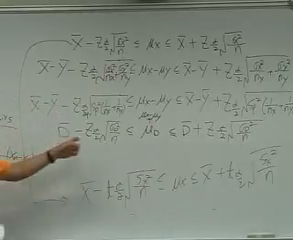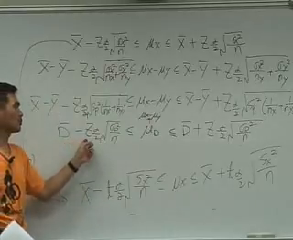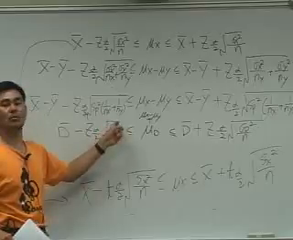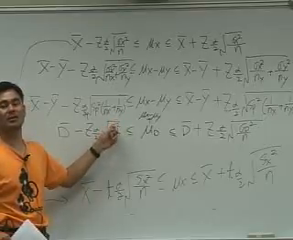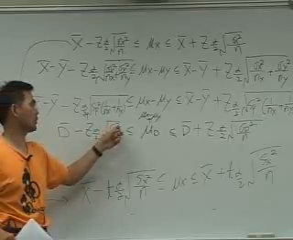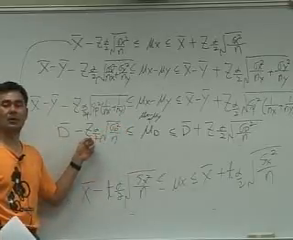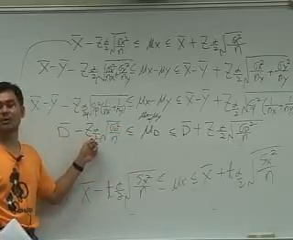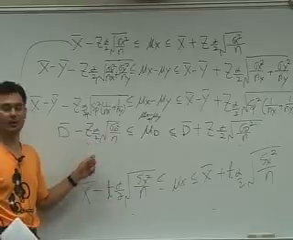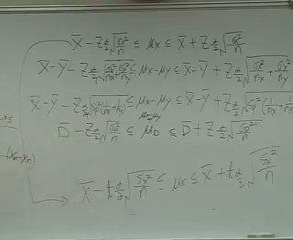So the same thing, in this case we assume sigma d square is known. If sigma d square is unknown, what are you going to do? z alpha over 2 will be changed to t alpha over 2. Basically, that's what we talk about here. Any questions?